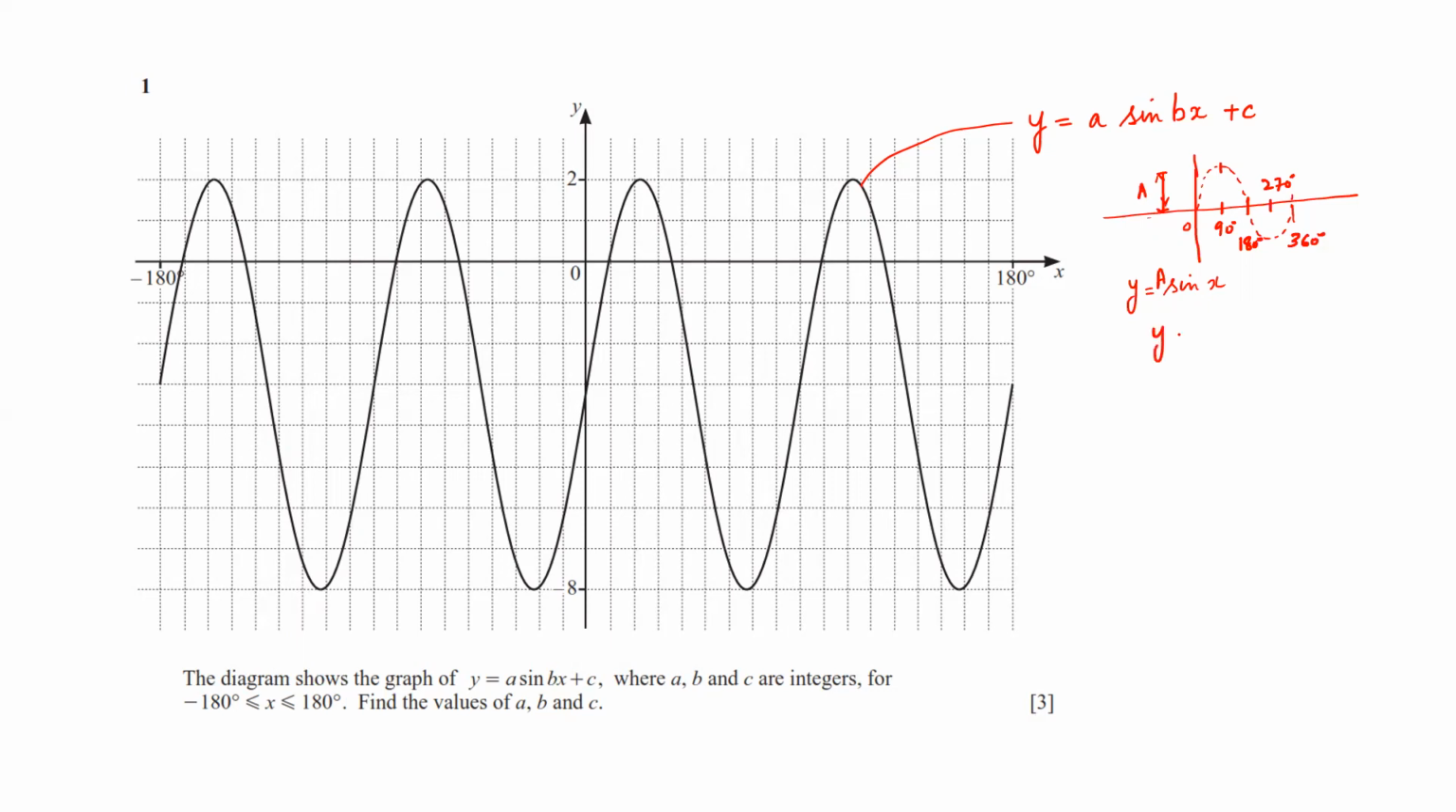And if I multiply the angle, for example a sin 2x, what this 2 will do is make 2 cycles in these 360 degrees. So if I have 180 here and 360 here, this will now have 2 cycles of magnitude a.